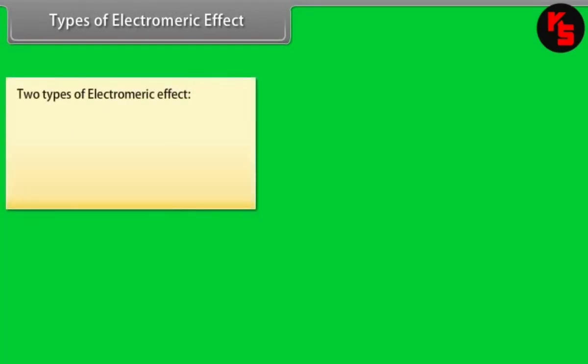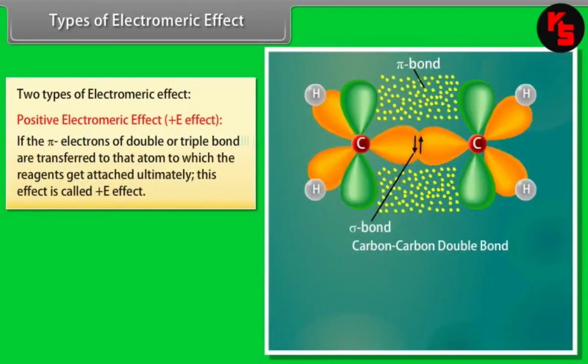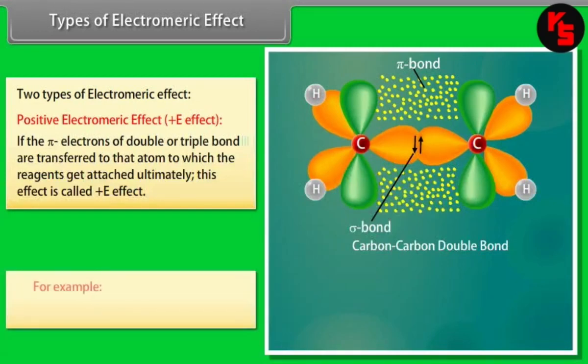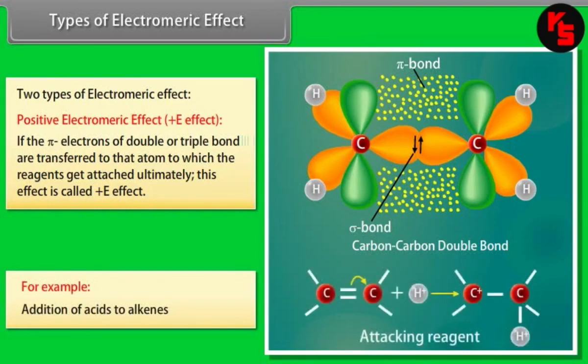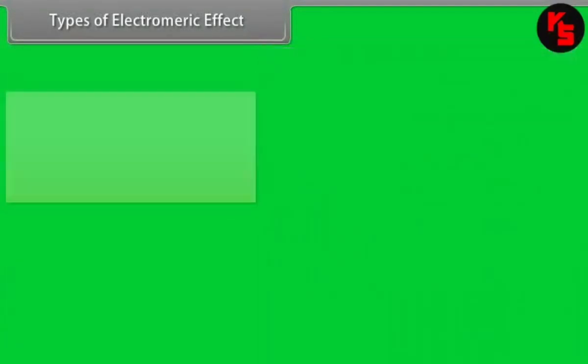Types of electromeric effect. Two types of electromeric effect: positive electromeric effect, positive E effect. If the pi electrons of a double or triple bond are transferred to that atom to which the reagent gets attached ultimately, this effect is called positive E effect. For example, addition of acids to alkenes.